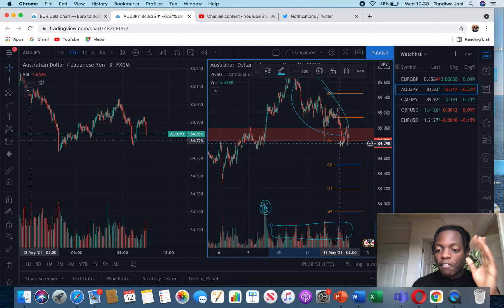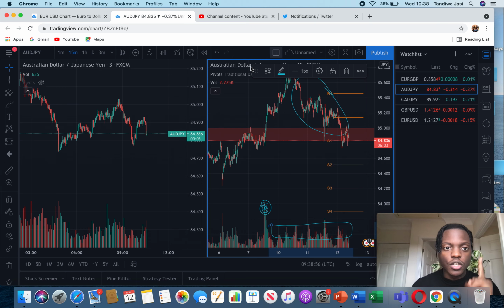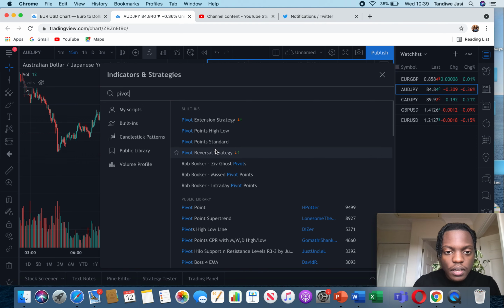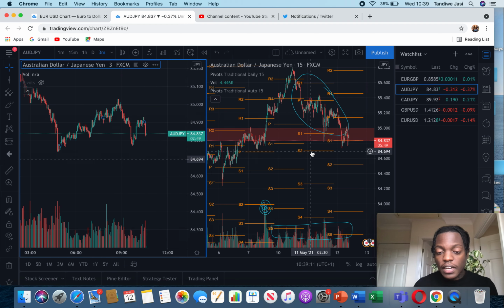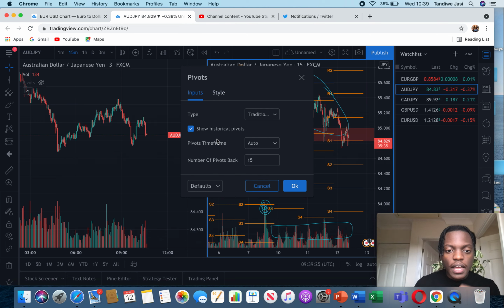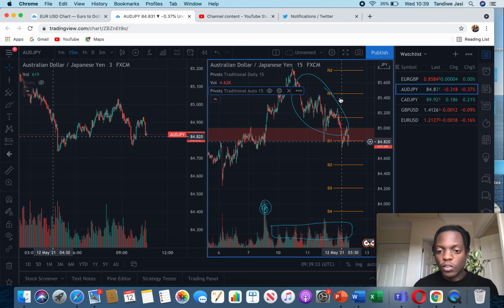Another indicator that I really want to show is the pivot points. This is how you get pivot points. You type in pivot points standard and click on pivot point standard. It comes out all messy like this. What you then have to do is keep the S4 and take out the S5 in inputs. I'll keep it on auto and remove show historical pivots, so it only shows us the current state, which is here.